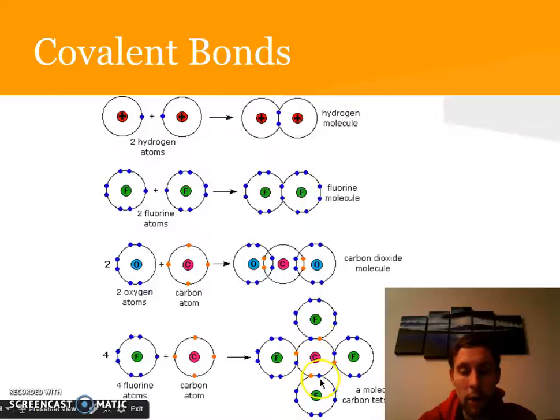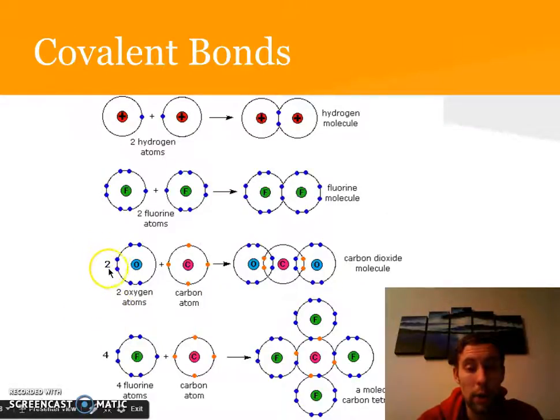When carbon does that, it's bonding with 1, 2, 3, 4 separate fluorine atoms, giving it a total of 8 as well. So it's got a full octet. It's also content. They all have a noble gas configuration. That's why CF4 is a stable molecule.